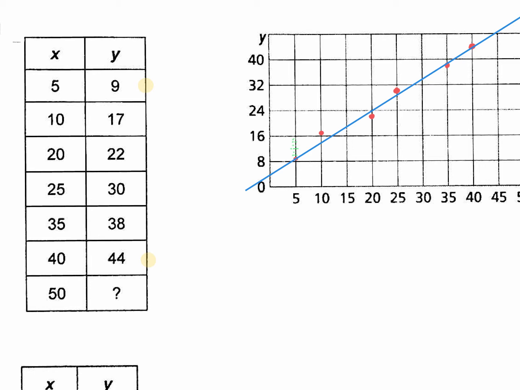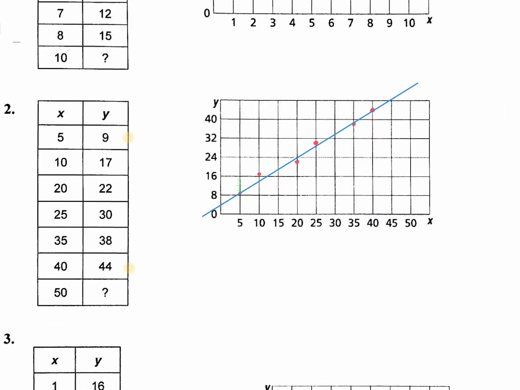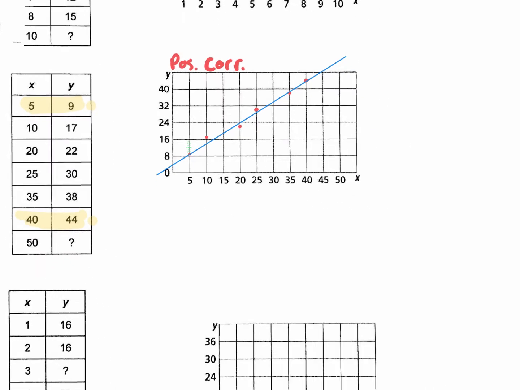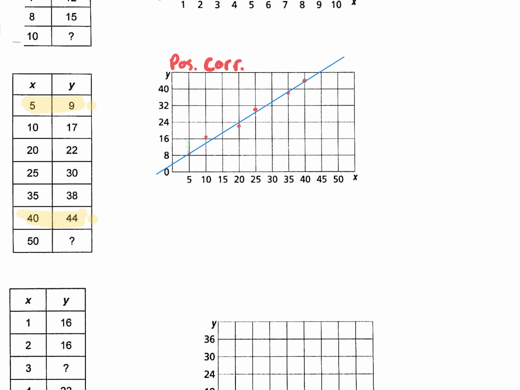Okay. So that is the line that best fits. However, we want it algebraically. We already said it has positive correlation. Maybe I should write that down. Positive correlation. This blue line is the line that best fits. And we did conclude that the first point and the last point were really good to use because it gave us the line that best fits these dots, the scatter plot.